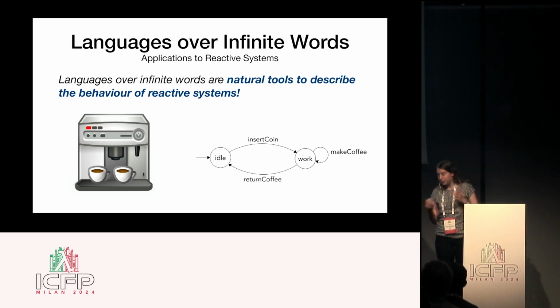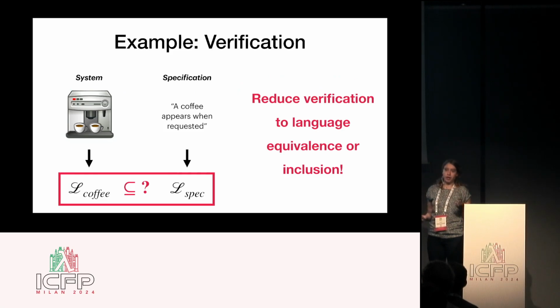Let's take a coffee machine, and it has a behavior that is modeled with this automaton here. And now we want to verify the coffee machine, so look that it's actually doing what we want. So we have a specification of what it should do in the system. And so we abstract the system and the specification both as a language over infinite words, and then check if the system matches the specification. This means that we reduce this verification problem to a language equivalence or inclusion problem, and in general, many problems can be reduced to language equivalence or inclusion.